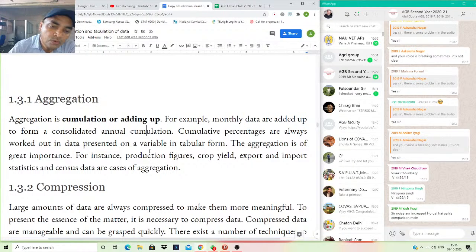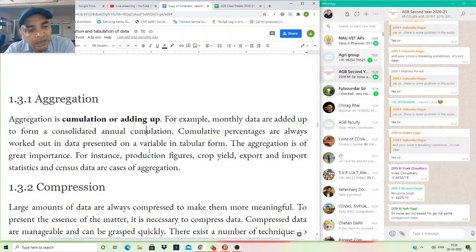Many times if you go to the farm, you will see that monthly milk yields are cumulated from the daily milk records, and from the monthly milk records the annual milk records are then cumulated.